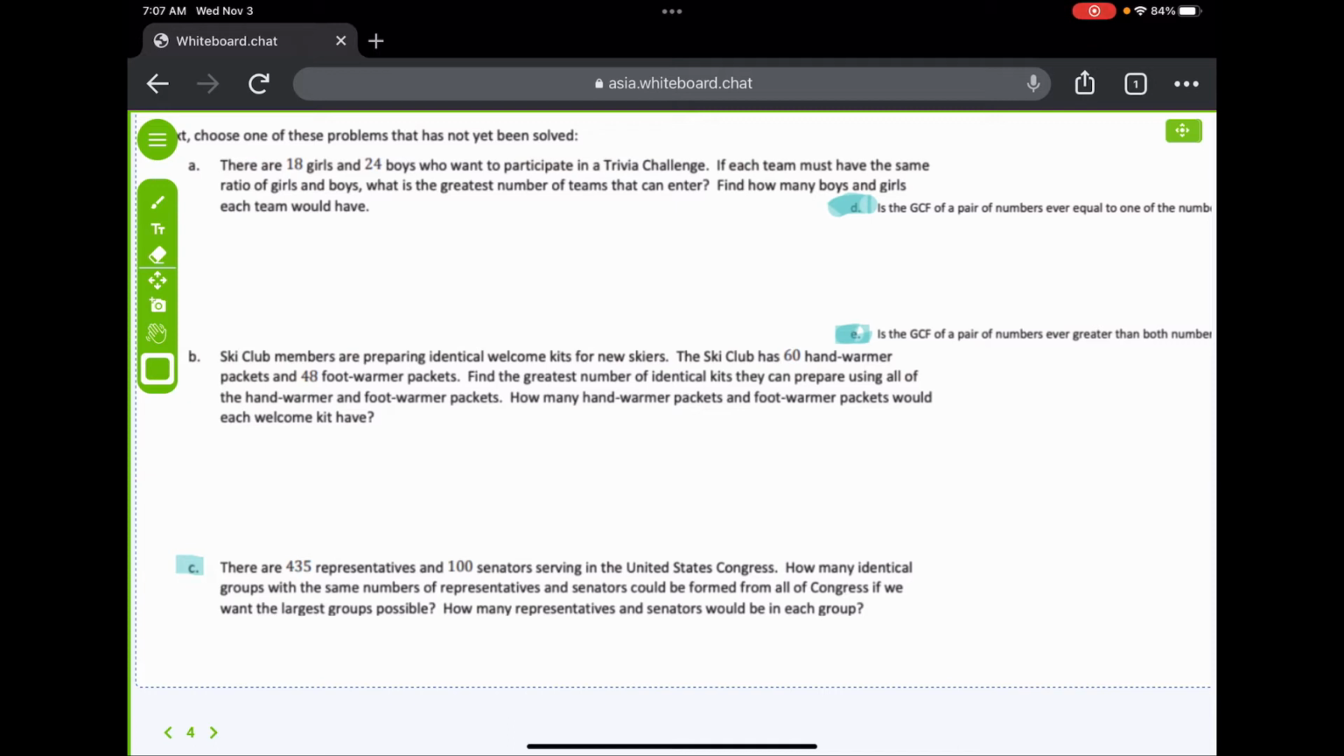So if we do 1 and 18, 2 and 9, 3 and 6, 4 and 5 doesn't work. Okay, so we're done now. For 24, let me do this. 24, we're going to do 1 and 24, 2 and 12, 3 and 8, 4 and 6. Okay, so let's look for common factors.